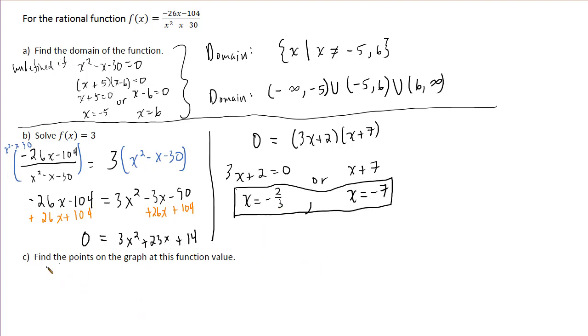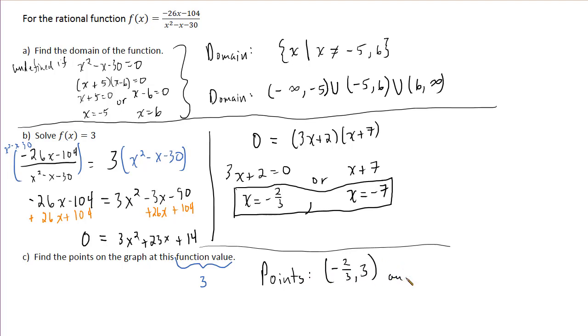Part C says to find the points on the graph at this function value. This function value refers to the 3 from the previous exercise. What we found was that if the output was 3, the x values, the inputs, were negative 2/3 or negative 7. So the points on the graph at this function value would be negative 2/3, comma 3, and negative 7, comma 3. Both of those points will be on the graph of that function.